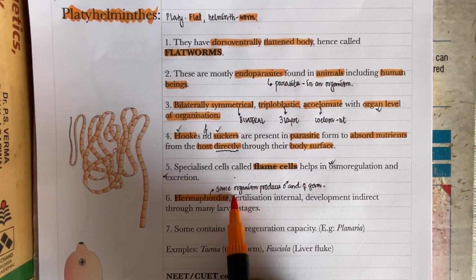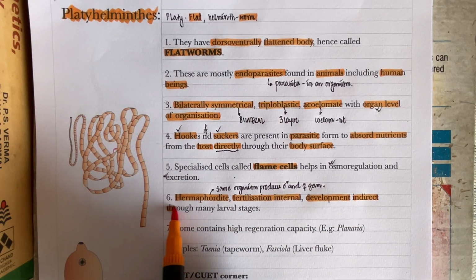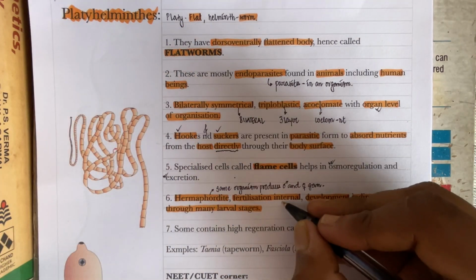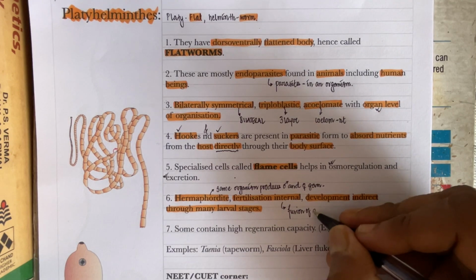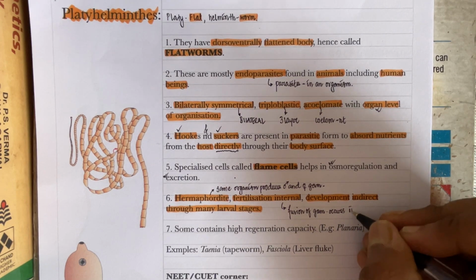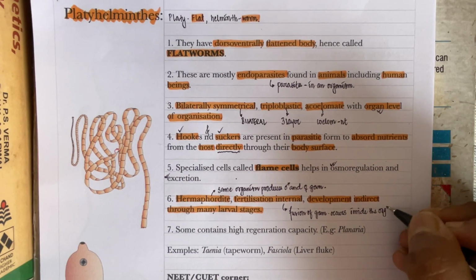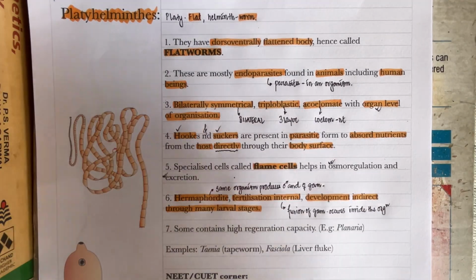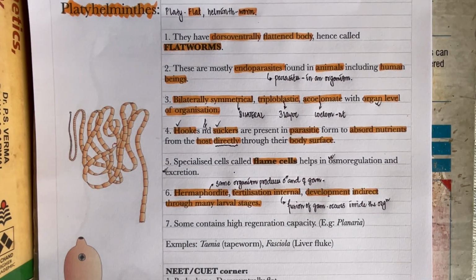The next point is fertilization is internal, development is indirect through many larval stages. So their fertilization is internal. That means fusion of gametes occurs inside the organism. And the next point is the development is indirect. That means they don't directly produce the final stage of the organism, they have some larval stages in between.